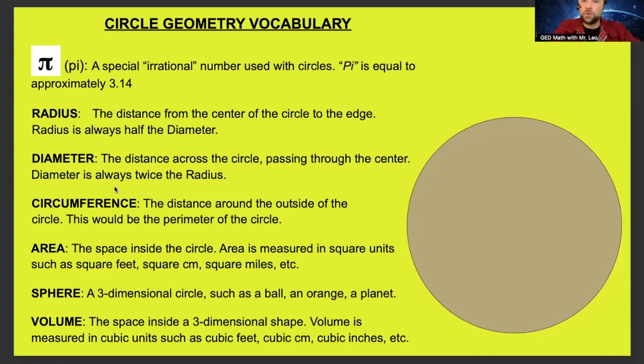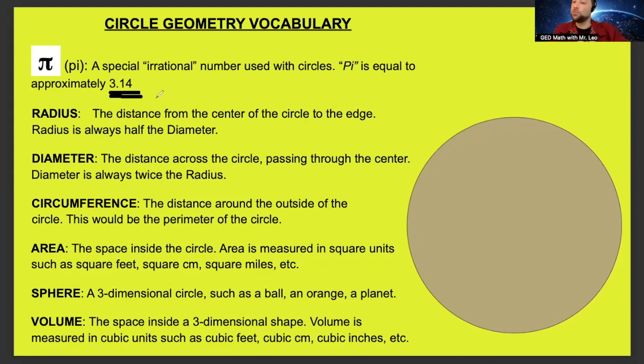Okay, our first vocabulary word here is pi. Pi you may have heard of before. Pi is a special irrational number used with circles. Pi is equal to approximately 3.14. For today's lesson, all you need to know is that pi is approximately 3.14. That's all you need to know.